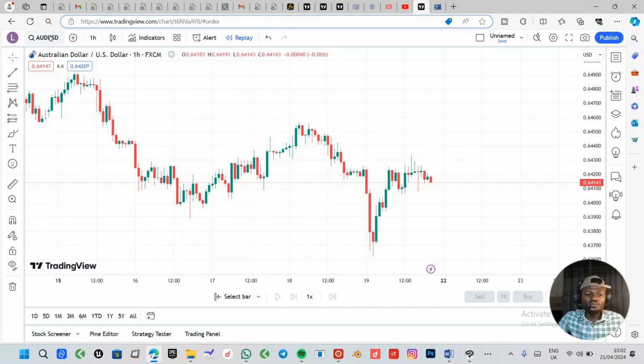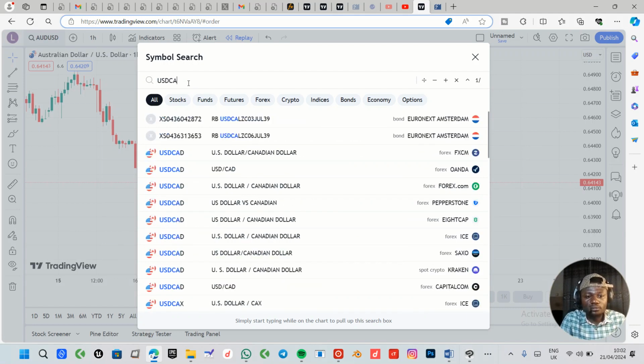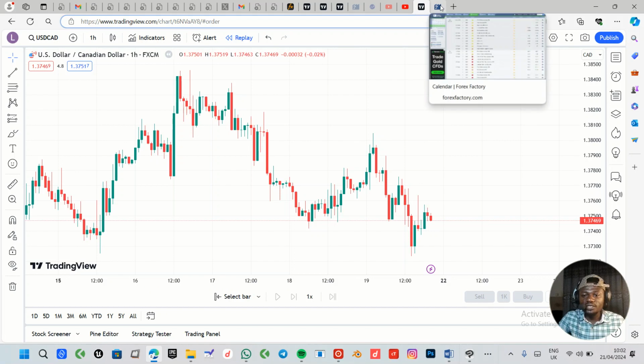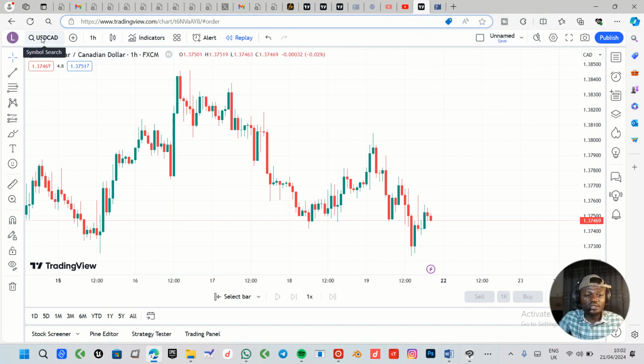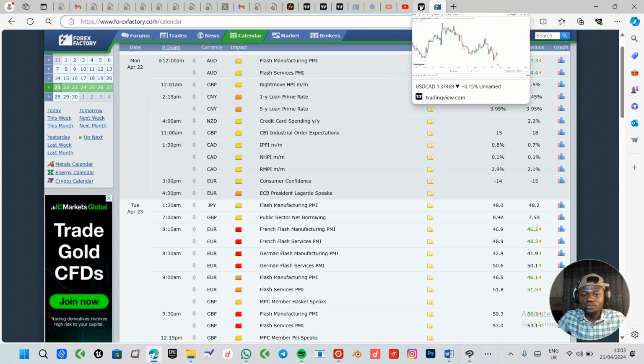So if I'm trading Canadian dollar, USD CAD, then what will I be looking for? I'll come and check if there's any news that relates to USD or CAD. Is there any news tomorrow? Yes, there is, so I'll pay attention to this CAD. Is there anything on USD? There's none. So I'll only pay attention to the news released on Canadian dollar tomorrow. It's as easy as that. So you only pay attention to the currencies that relate to what you are trading in real time.